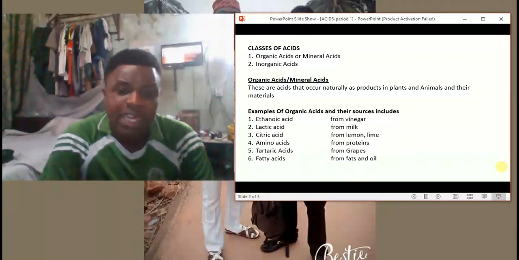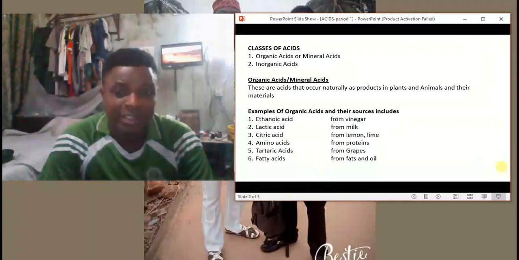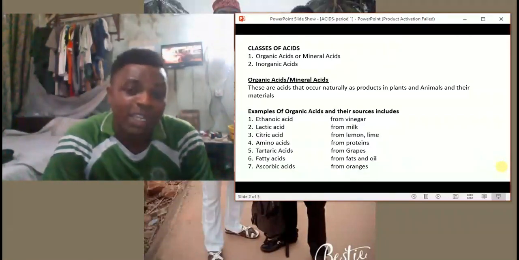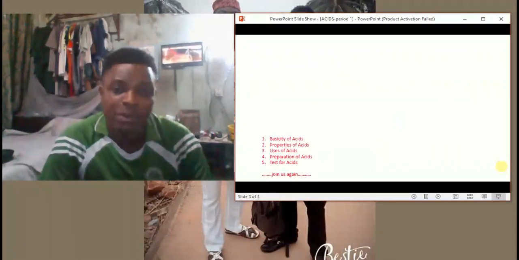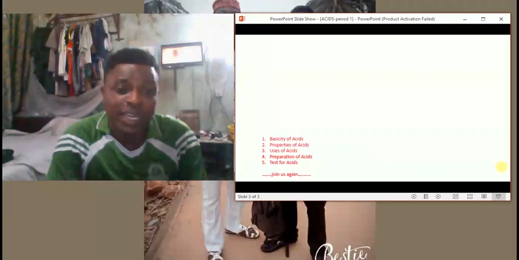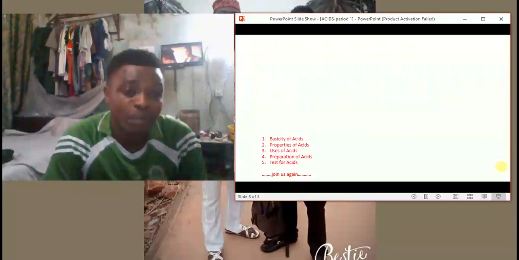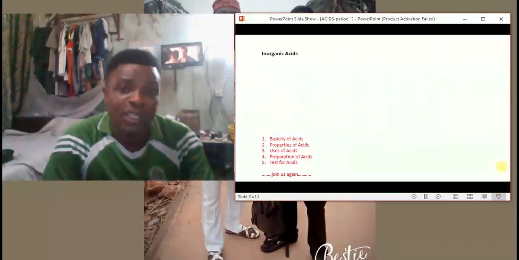And then we also have fatty acids that we get from fats and oil. We also have ascorbic acid. It is also called vitamin C, and we get it from oranges. Now those are examples of organic acids or mineral acids which we get from plants and animals, including their products.